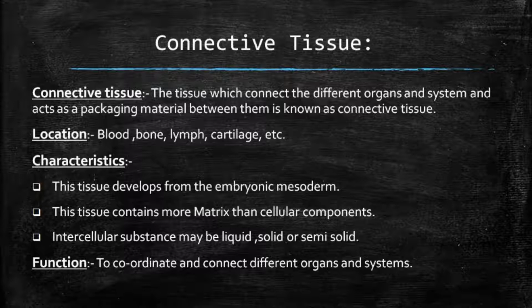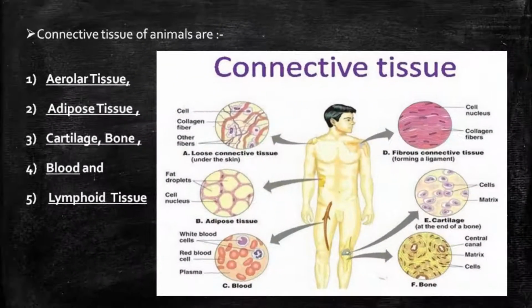The connective tissue is classified as: number 1, the connective tissue proper, number 2, the supporting connective tissue, and number 3, the fluid connective tissue. In the connective tissue proper, we have the areolar tissue, adipose tissue, and the fibrous connective tissue. Next, in the supportive connective tissue, we have the cartilage and the bone. And number 3, the fluid connective tissue consists of blood and the lymph. In the diagram, you can see that the various types of connective tissues are mentioned as found in the body.